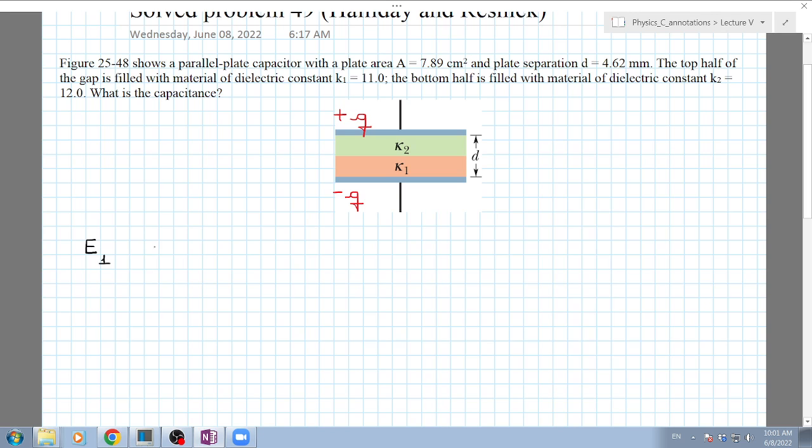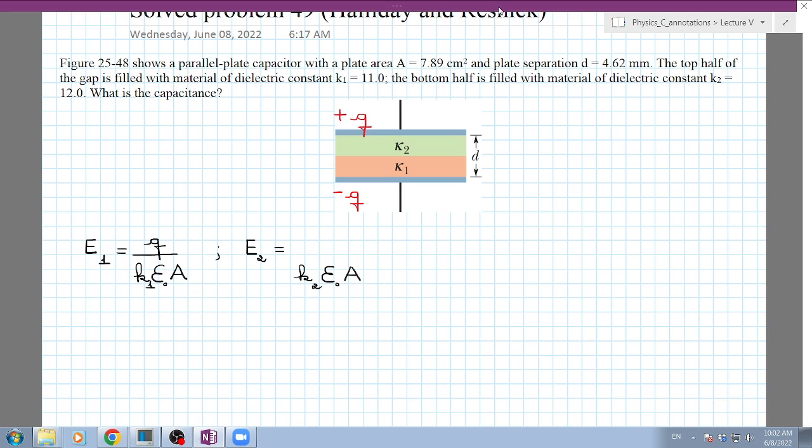Remember, we know this already, right? This is going to be K1 epsilon 0 A. And you can write the electric field for the other plate, the negative one. Sorry, this is the bottom plate, top plate. They have the same areas.